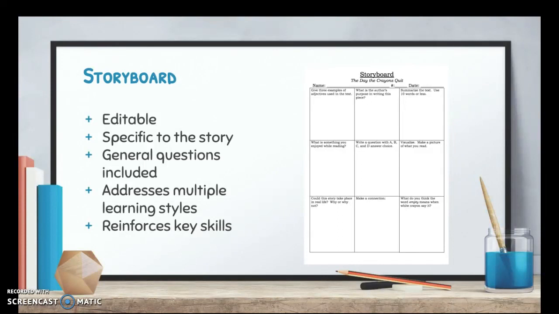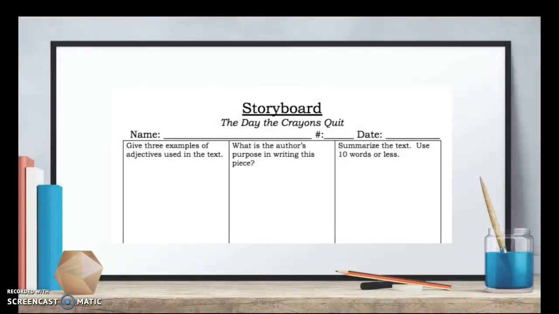So then we have a storyboard, and in the storyboard, a lot of these questions I keep the same each time, but others I change. So like this one, I may change from give examples to adjectives to give examples to similes, alliteration, whatever I might be studying, I'll have it reflective of that. But author's purpose, I generally keep because students really struggle with this, so they need a lot of what I call at-bats, a lot of practice with that idea.